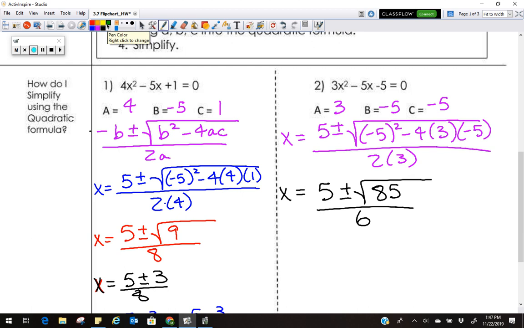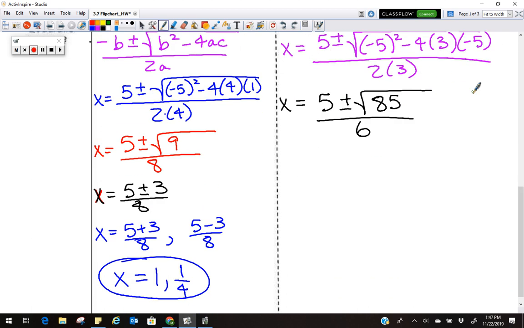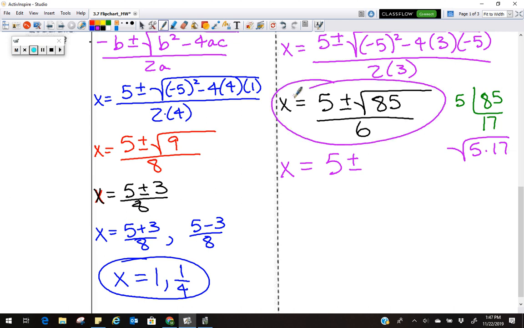Okay, so square root of 85. Well, let's look at your prime number that goes in there is 5. 5 goes into 8 once, so 3 left over, 17. Okay, 17 is prime. So this means I have x equals 5 plus or minus. I can't factor that at all, because this is just a square root of 5 times 17. There's nothing that comes out. So actually, this is your answer. You can leave it like that.